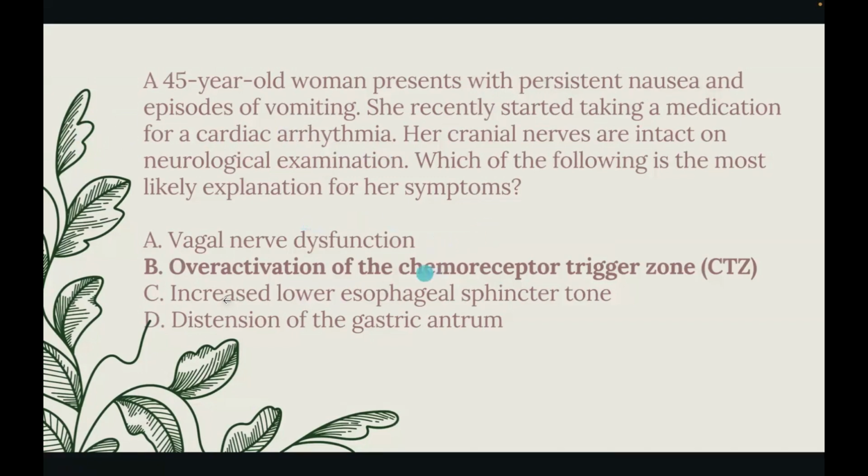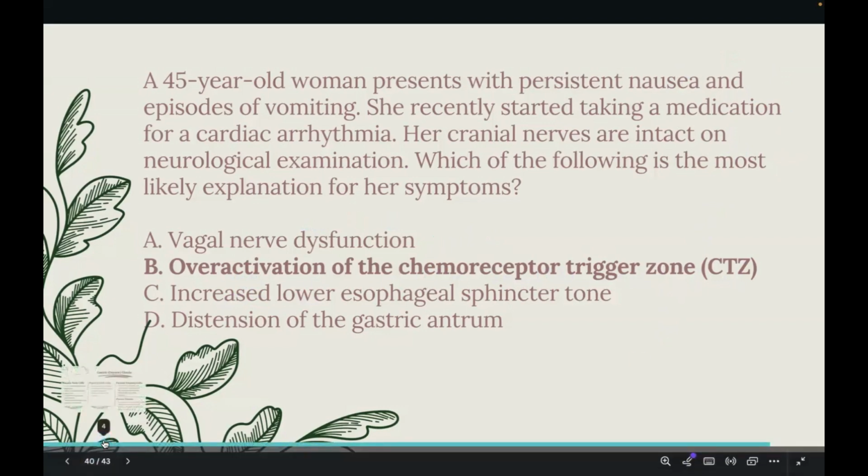So we can see there's an overactivation of the chemoreceptor trigger zone. And the key word in here is medication. As we said, the CTZ is near the fourth ventricle and it's stimulated by drugs. This stimulation is going to lead to the vomiting reflex without the need for irritation or a vagal nerve dysfunction.